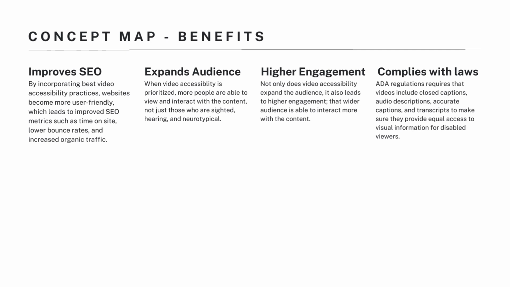It expands the audience. When video accessibility is prioritized, more people are able to view and interact with the content, not just those who are sighted, hearing, and neurotypical. There's higher engagement. Not only does video accessibility expand the audience, it also leads to higher engagement. That wider audience is able to interact more with the content.